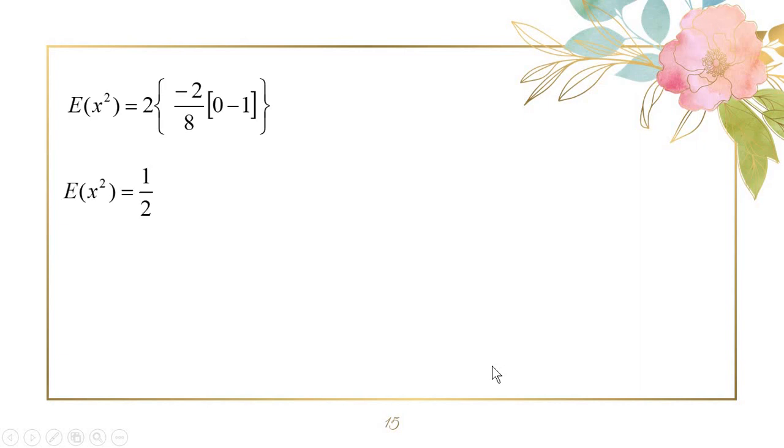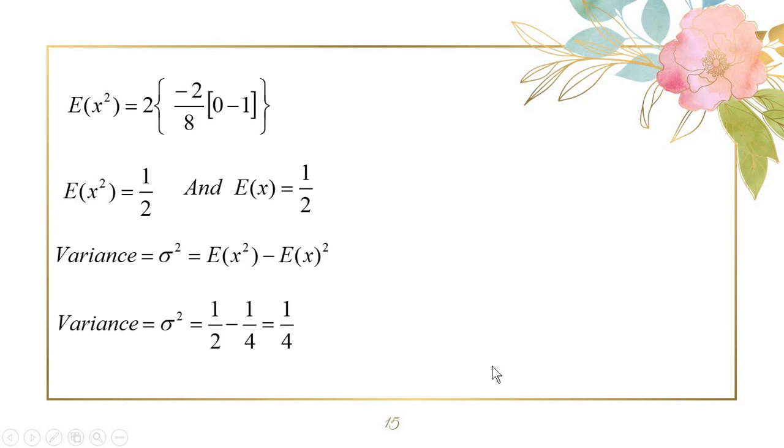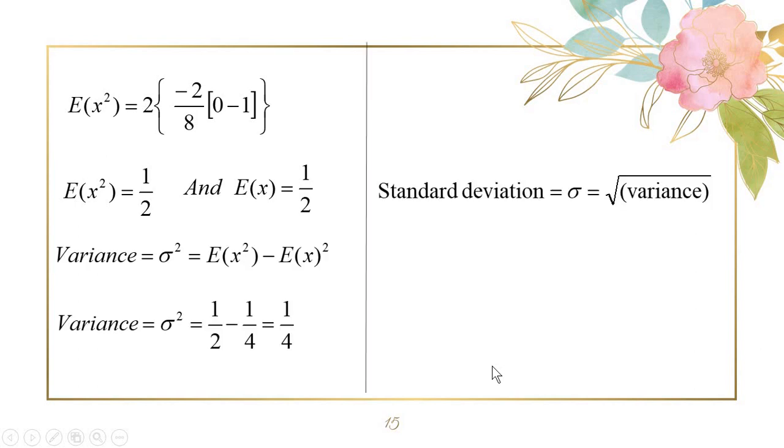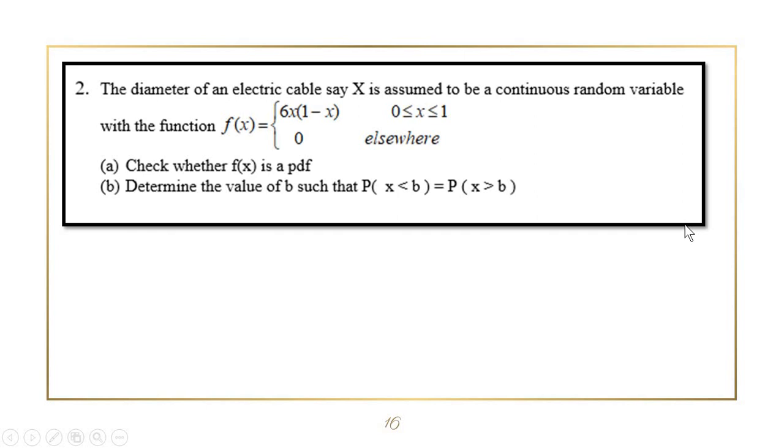Okay, so after solving you get 1 by 2. Substitute in the variance formula. But we need the standard deviation. Standard deviation is the square root of variance. So root of 1 by 4, which is 1 by 2. Now let us proceed with the next question.